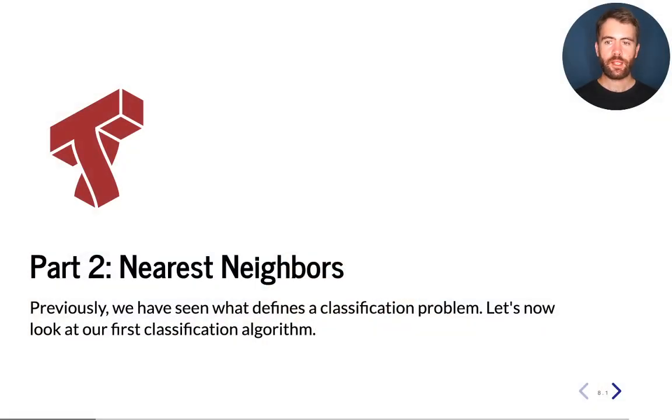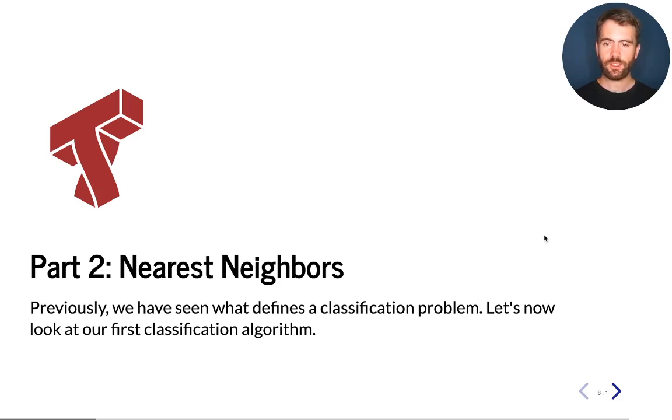This is part 2 of lecture 6 of Applied Machine Learning, where we talk about classification. In this part of the lecture, we're now going to see our first classification algorithm, which is called Nearest Neighbors.